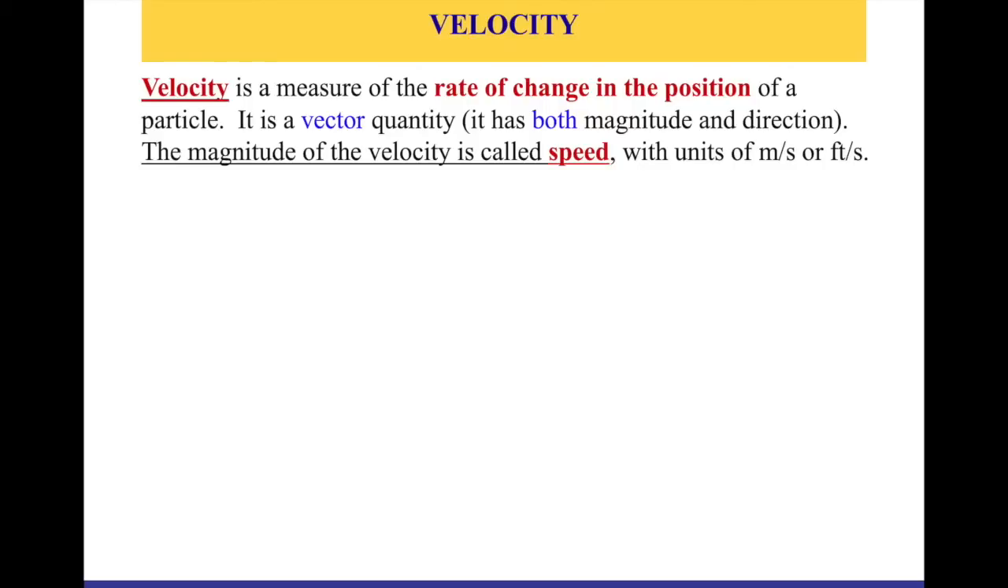If it's to the right, your sense is positive, and if it's to the left, your sense is negative. Since time is always positive, velocity follows the same rule. A positive velocity means you're moving to the right, and a negative velocity means you're moving to the left. So it's very important to identify the reference point you're starting from.